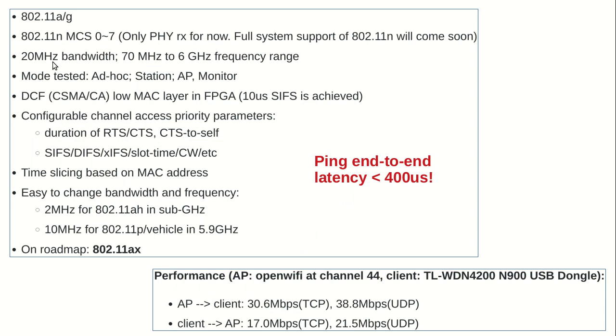Here are the main features. We support the 11a/g/n protocol. Currently it works in 20 MHz bandwidth and covers almost all the frequencies below 6 GHz. We have tested ad hoc mode, station mode, AP mode, and monitor mode. You can enable more modes because, as I said before, the mode actually is implemented in Linux. And yes, as I said before, we have to operate the signal, the packet receive and transmit, in the order of microseconds, precisely according to the Wi-Fi standard.